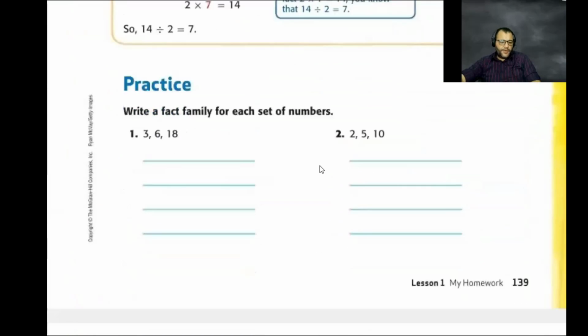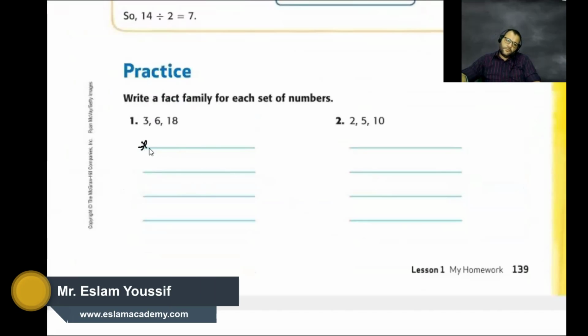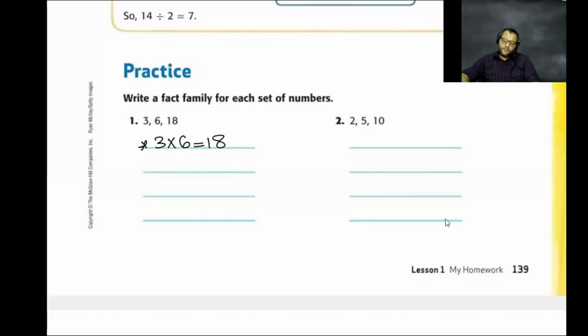So now open your book page 139. Muhammad Zikwan? Number 1? Yes. Okay, start with me, number 1. 3 times 6 equals 18. Yes. And 6 times 3 equals 18. Yes.